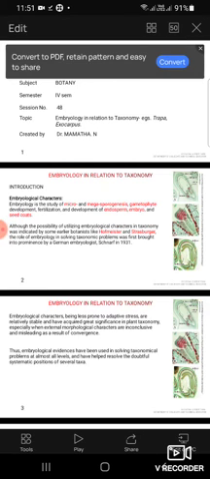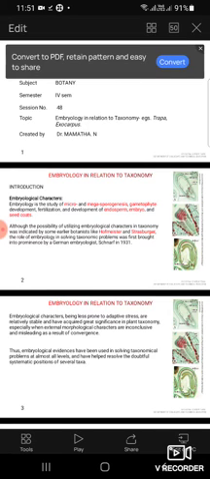Embryology in relation to taxonomy. Examples are Trapa and Exocarpus. Embryology is the study of microsporogenesis and megasporogenesis, gametophyte development, fertilization, and development of endosperm, embryo, and seed coats.